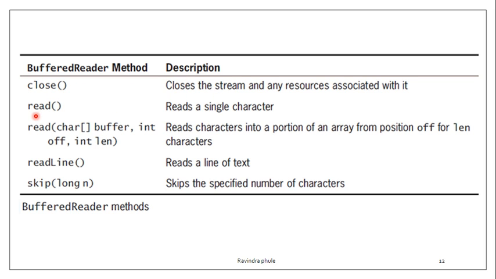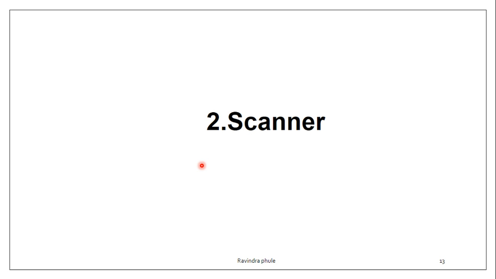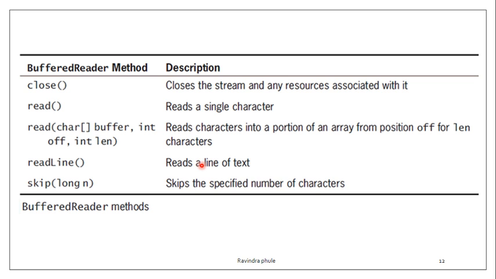Then there is the read method. This read method reads a single character at a time. Then readLine, which is very important. Mostly we are going to use this method. It reads a line of text. The entire line is read by this method. Before moving to the scanner, we'll see some examples practically.